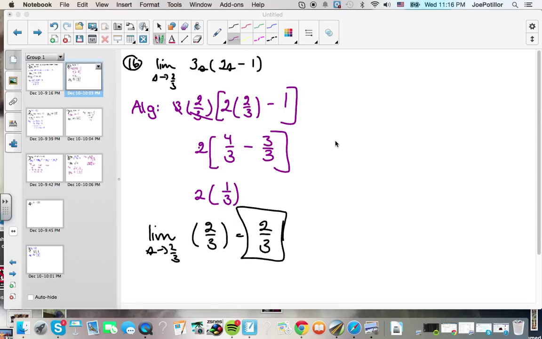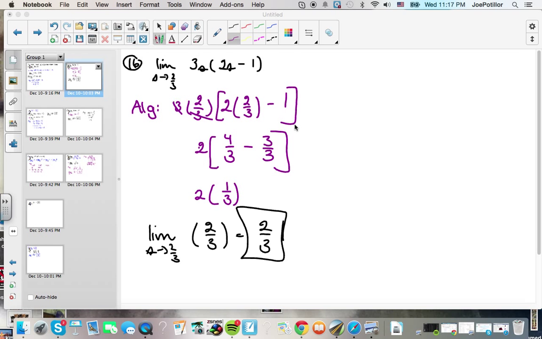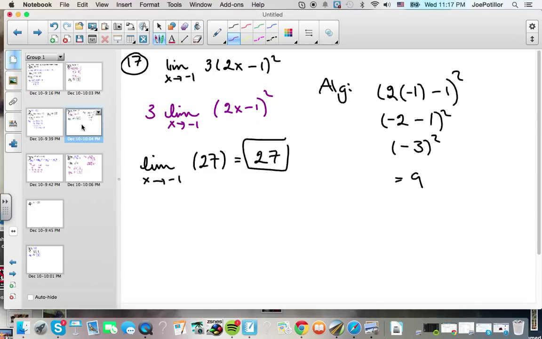So we plug in 2/3, so 3 times 2/3 is of course 2, and then you end up with 2 times 2/3 is 4/3, and so 4/3 minus 1, which is 4/3 minus 3/3, which is 1/3. So 1/3 times 2 is 2/3, and the limit as s approaches 2/3 of 2/3 is still 2/3. So that's 16. On to 17.